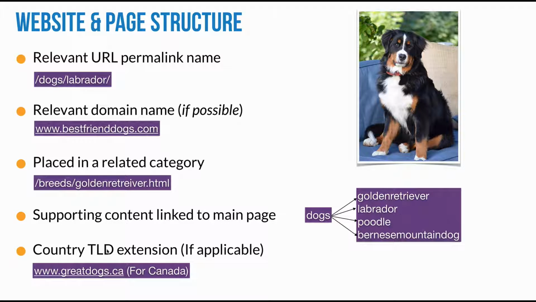The last, and this could be really important, is country-specific TLD. So if you're going for United States or just international, you want to have a .com, .net, .org.